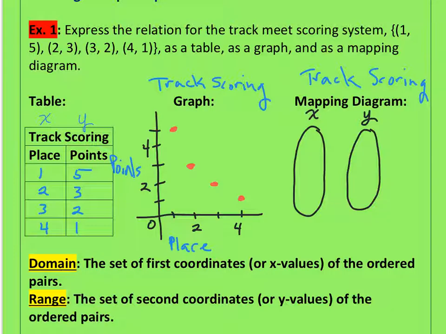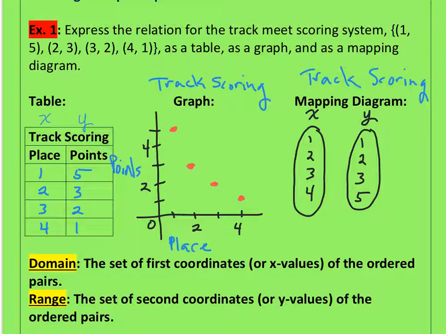So in this case, we don't have any repeats, and I tend to like to put the numbers in order from smallest to largest. So my x's are going to be 1, 2, 3, and 4. My y's are currently not in order, so I'm going to put them in order from smallest to largest. 1, 2, 3, and 5.